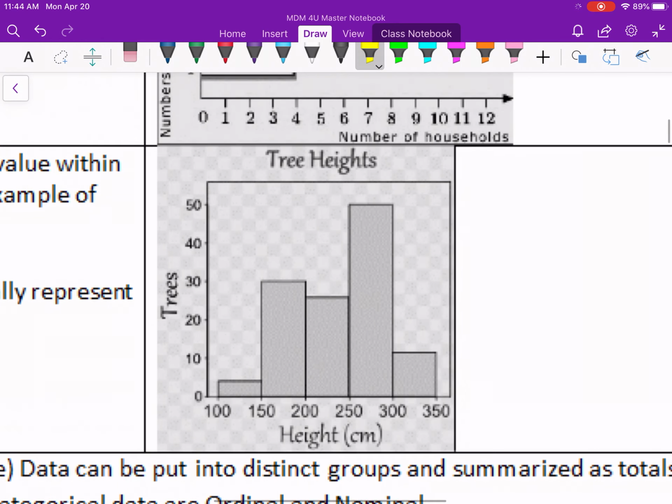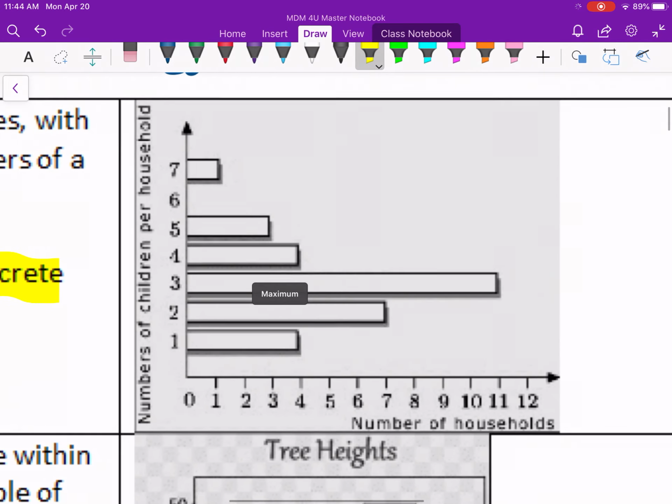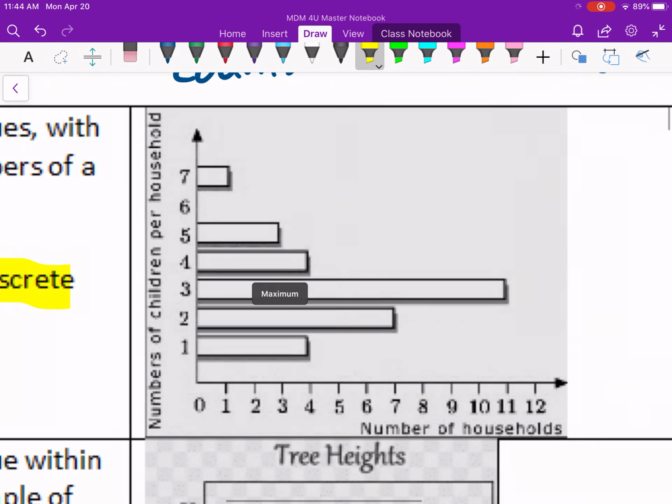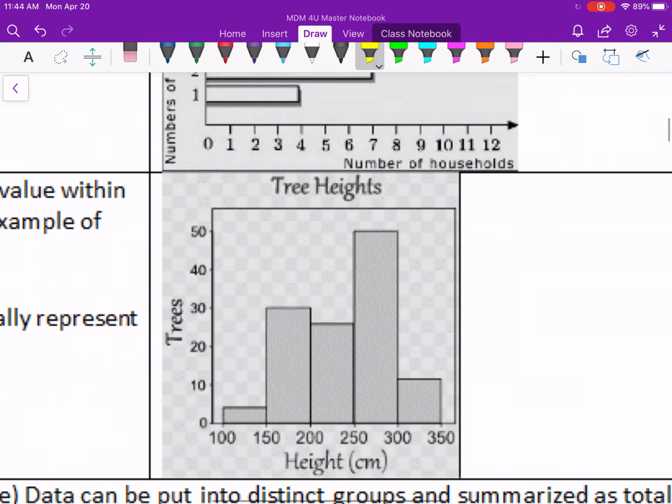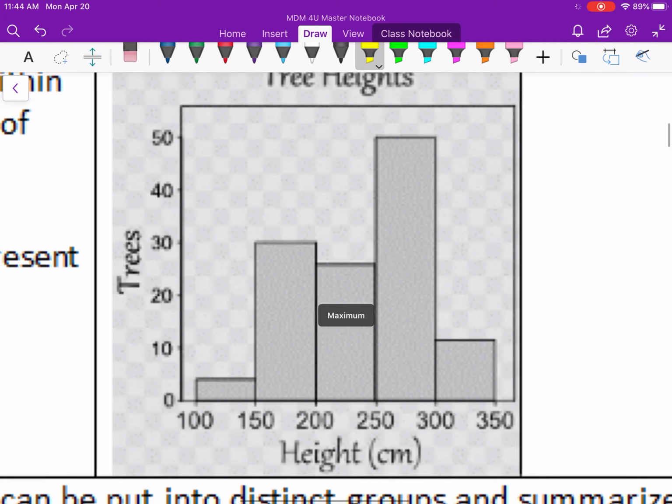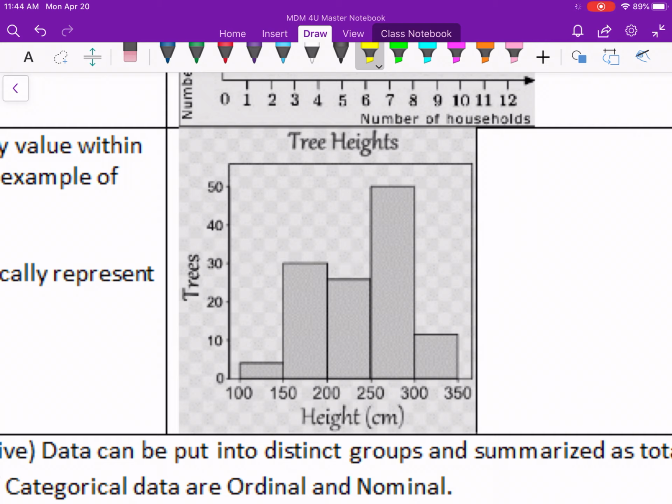As opposed to just having things like, if we look at this bar graph, we have the number of children in a family. So you could have 1 child, 2 children, 3 children, and this is horizontally set up, but that doesn't matter. You can't have anything in between, say, 2 and 3 children. You can't have 2.5 children. So we have these discrete bars. Heights of trees, though, we can have any height for a tree.